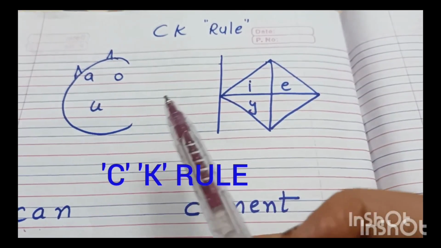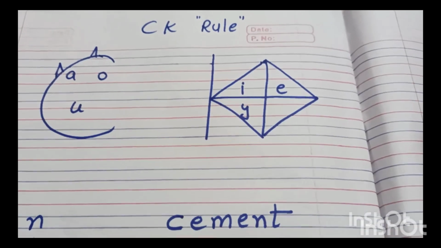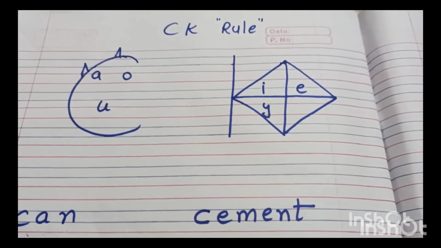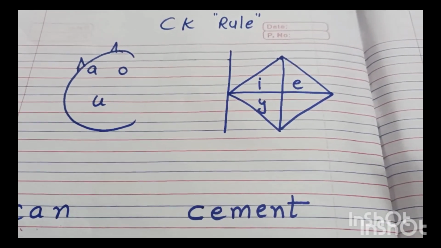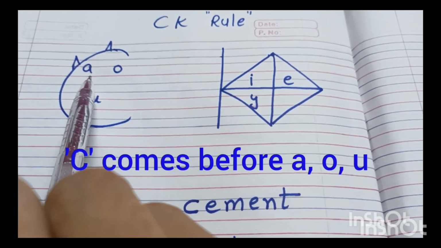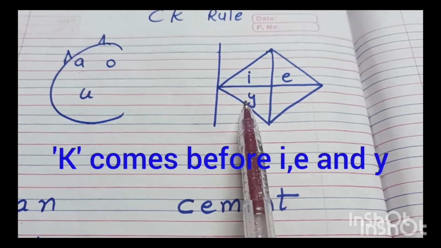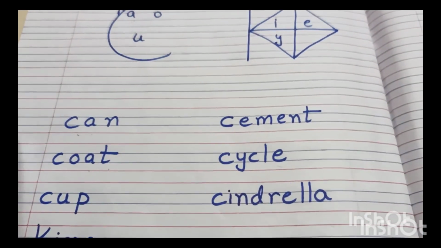Hi, are your kids getting confused whether we use C and whether we use K? Here we have a solution in Jolly Phonics. C comes before A, O and U. K comes before I, E and Y. Let's have a look.